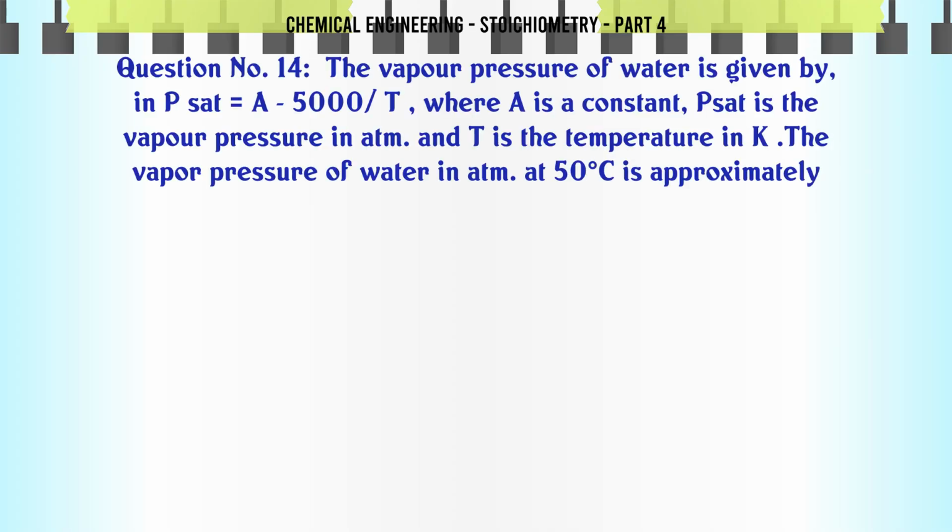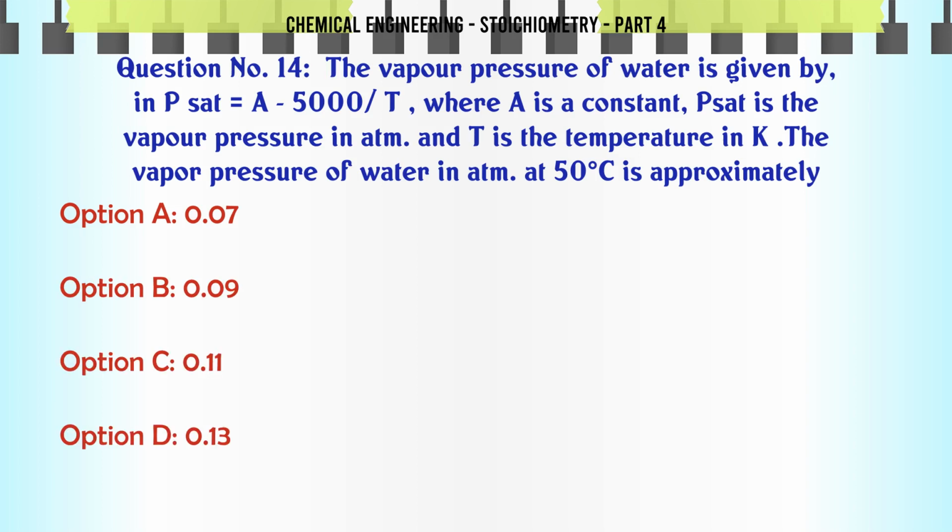The vapour pressure of water is given by ln Psat = A - 5000/T, where A is a constant, Psat is the vapour pressure in atm, and T is the temperature in K. The vapour pressure of water in atm at 50 °C is approximately A: 0.07, B: 0.09, C: 0.11, D: 0.13. The correct answer is 0.13.